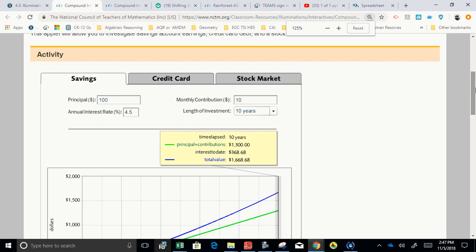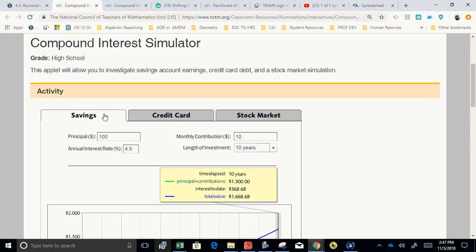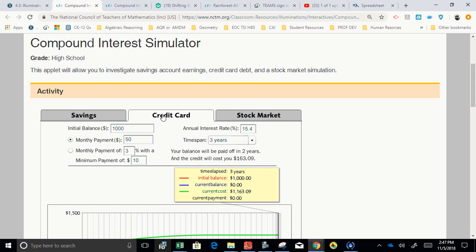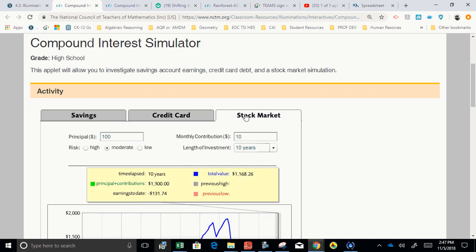So there's three aspects to life and finances. What you're earning, you put in your savings. What you borrow on credit cards. And what you invest on the stock market. And there's different stock markets in the world. And one question I have is, how come you don't have local stock markets, and where are they?